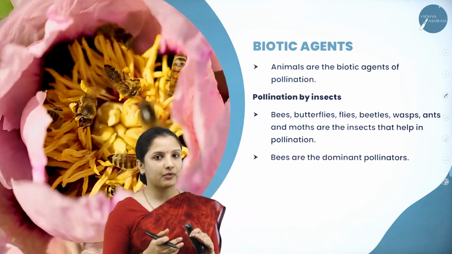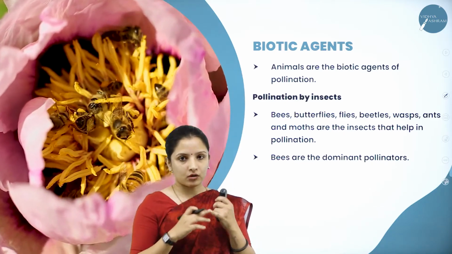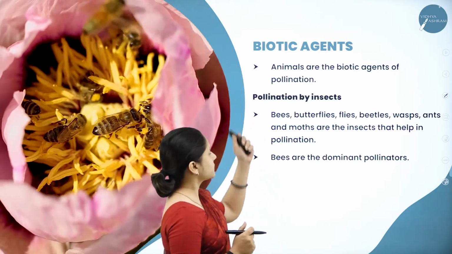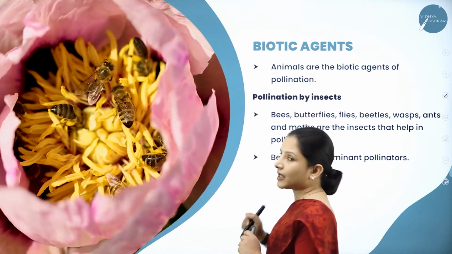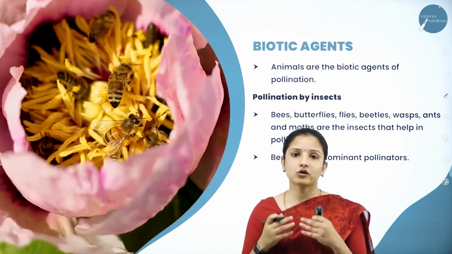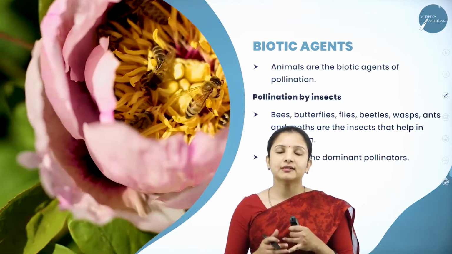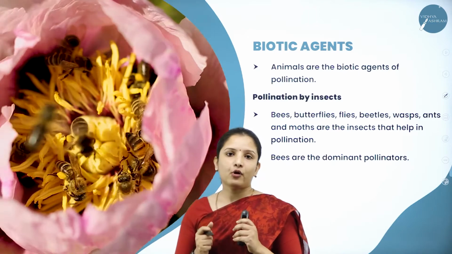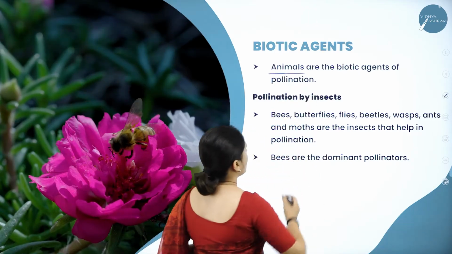So next, moving on to the biotic agents. We studied the abiotic agents, wherein we studied pollination by water and pollination by wind. So next we'll move on to the biotic agents. Biotic means something that has life. In this case, animals as well as insects are the ones which bring about the pollination. So animals are the biotic agents of pollination.